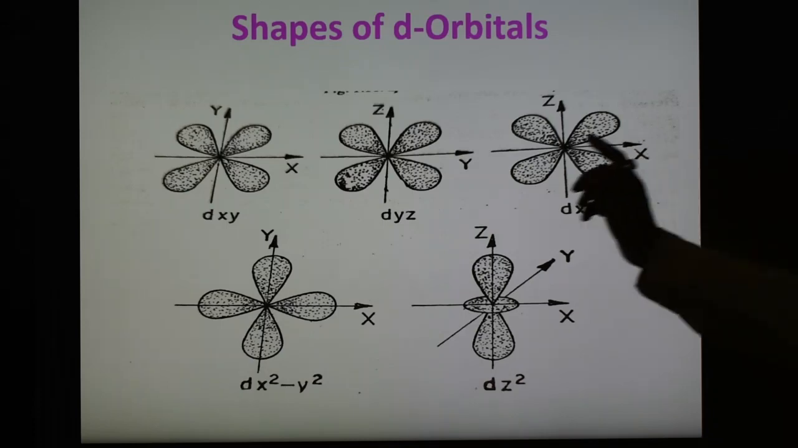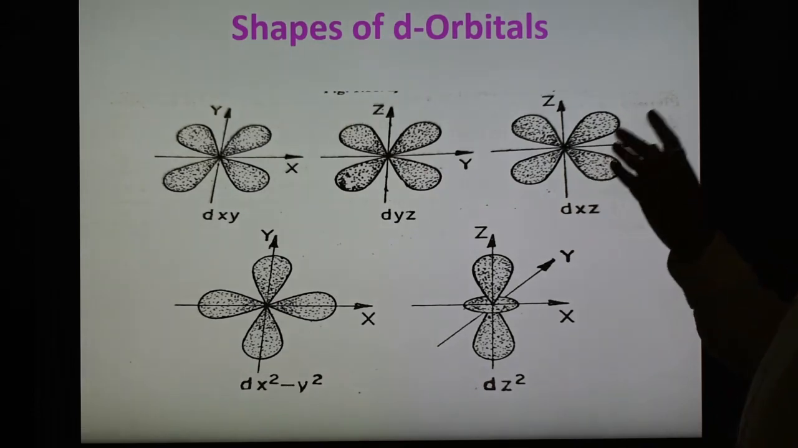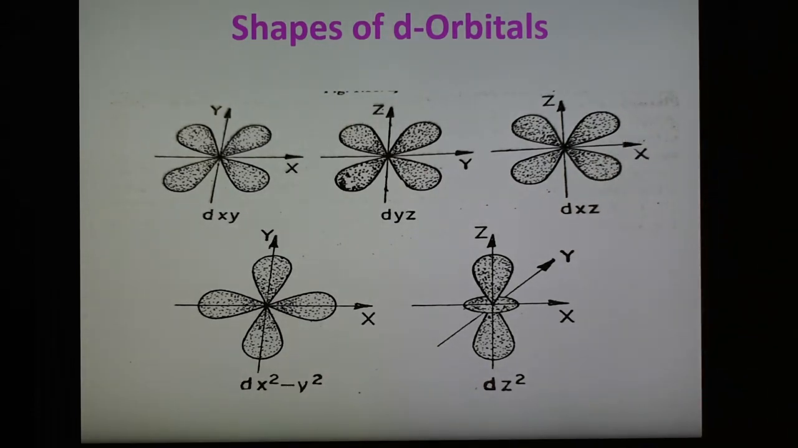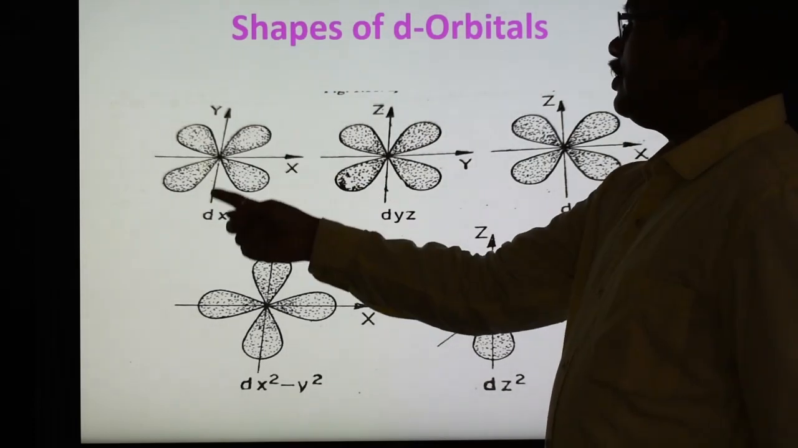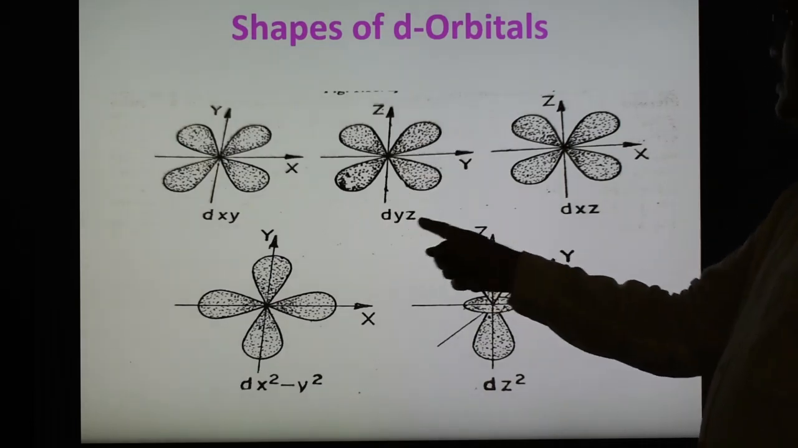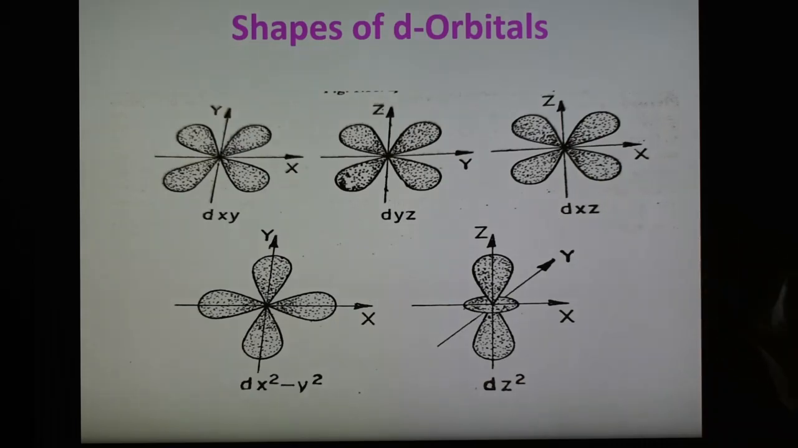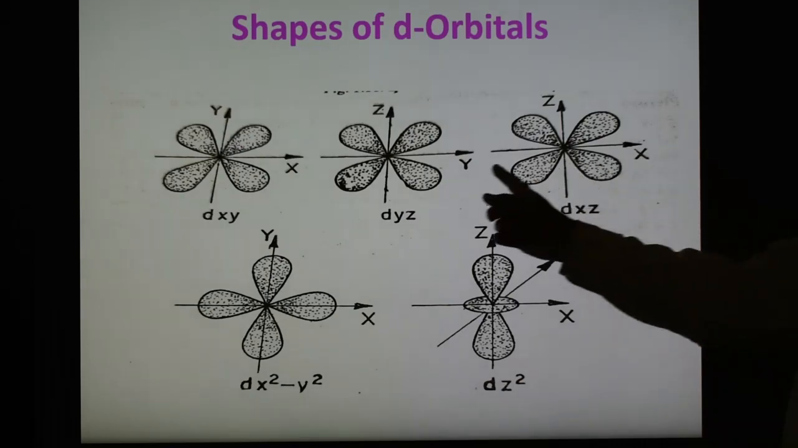Now the first 3 orbitals, 1, 2, 3, meaning dxy, dyz, dxz, are equal because the lobes are present between the axes. When the lobes are present between x and y, it is known as dxy. When lobes are present between the y and z, it is known as dyz. When lobes are present between the x and z axes, it is known as dxz. So the first 3 orbitals are equal.